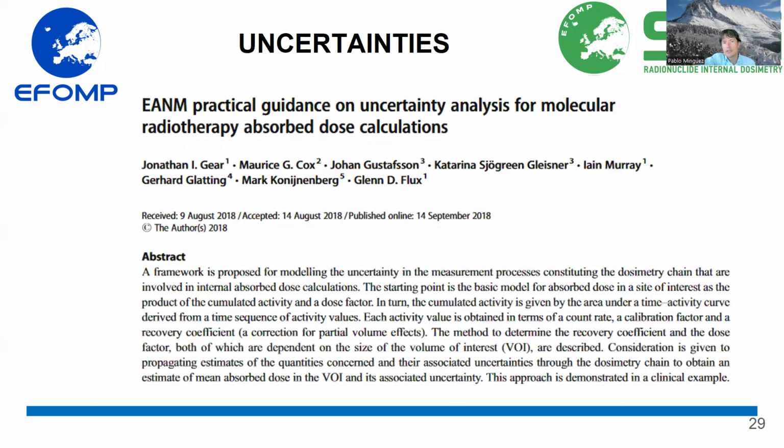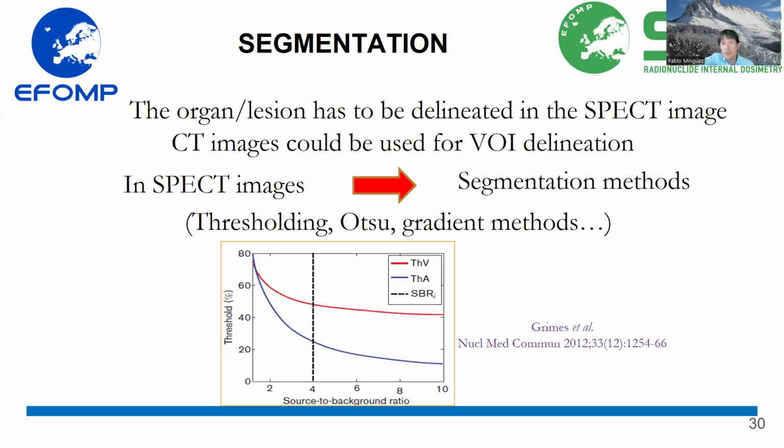So I also would like to mention uncertainties. If we are going to calculate an activity, ideally we should also calculate the uncertainty in that number. And for that, I would recommend this EANM guidance document to calculate uncertainties in dosimetry in molecular radiotherapy. And finally, I will talk a little bit about segmentation.